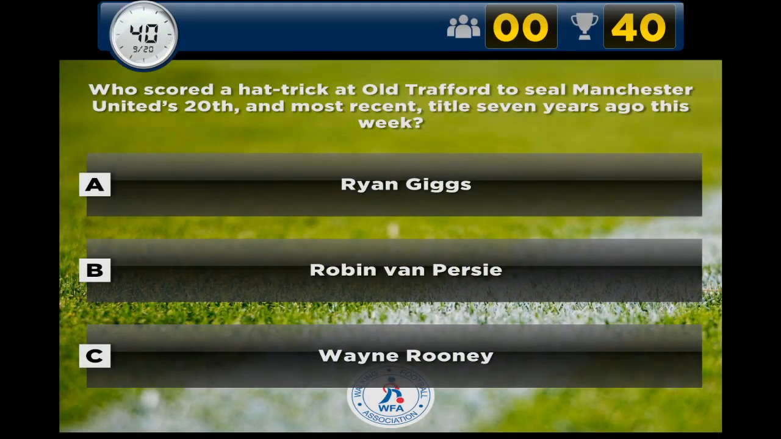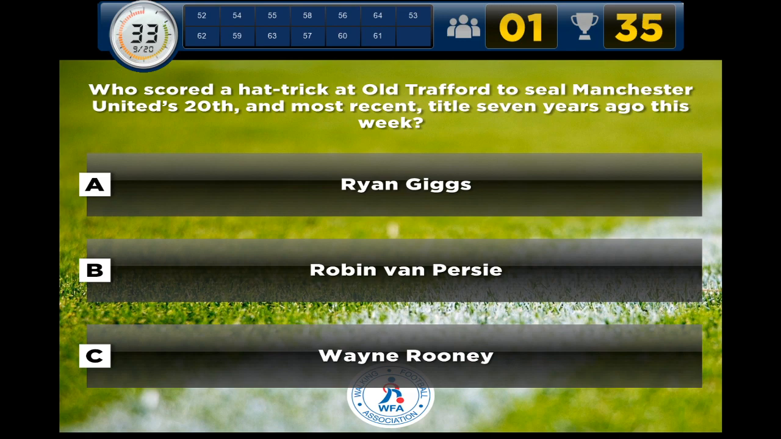Moving on. So who scored a hat-trick at Old Trafford to seal Manchester United's 20th and most recent title 7 years ago this week? Is it Ryan Giggs, Robin van Persie or Wayne Rooney? So who was it who scored a hat-trick to give Manchester United the title 7 years ago this week? It was either Ryan Giggs, Robin van Persie or Wayne Rooney. Who was it?